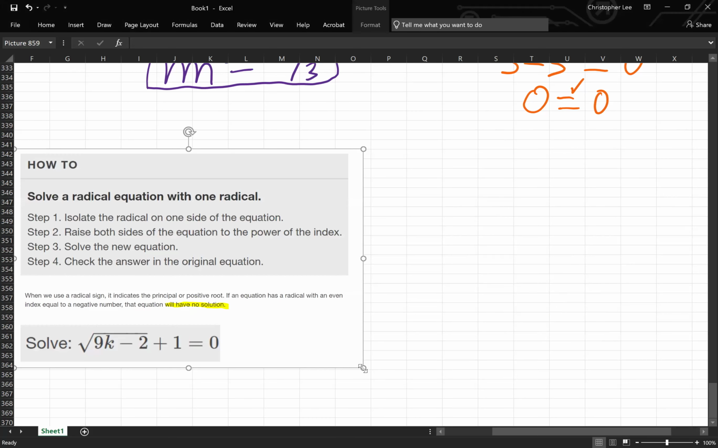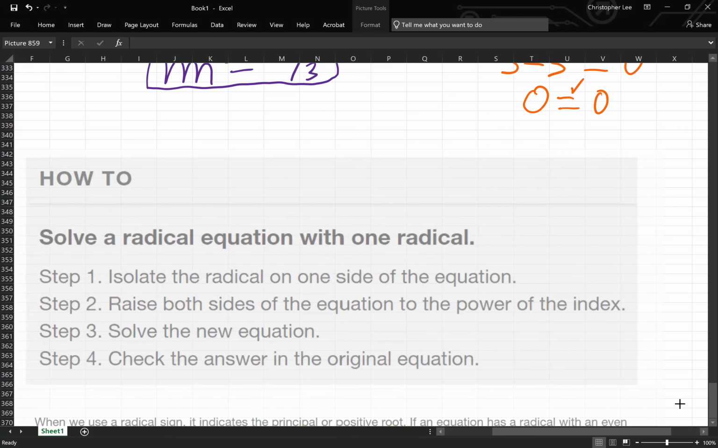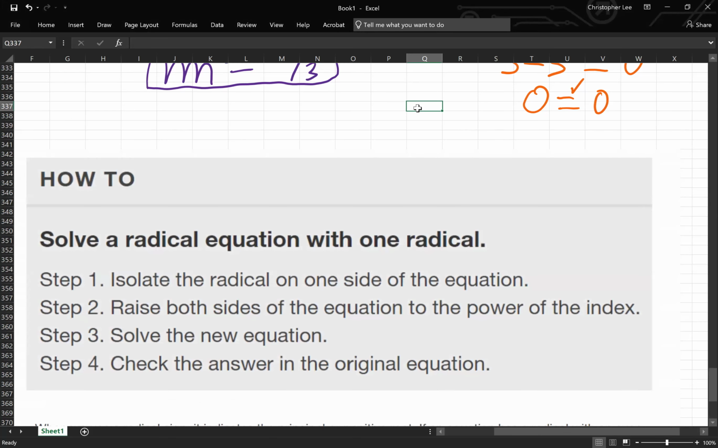So these are just some notes for you guys. This is how to solve a radical equation with one radical. Step 1, isolate the radical on one side of the equation. Step 2, raise both sides of the equation to the power of the index. Step 3, solve the new equation. And step 4, check the answer in the original equation. Any questions on this?